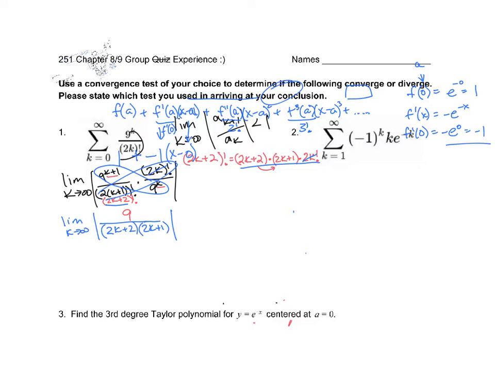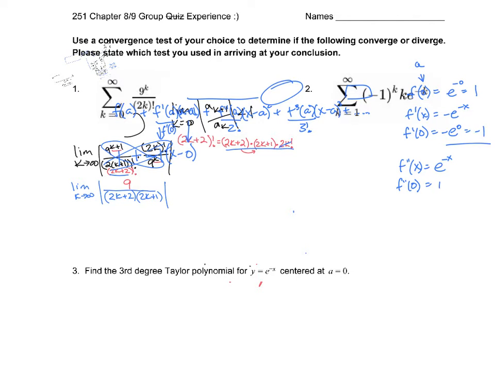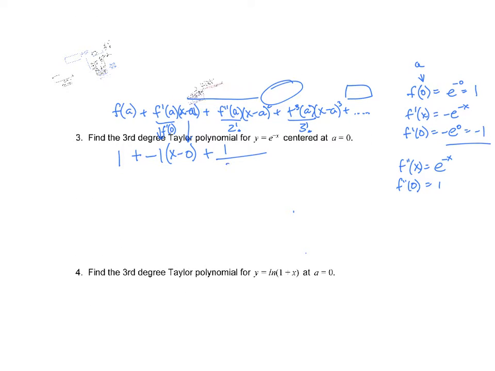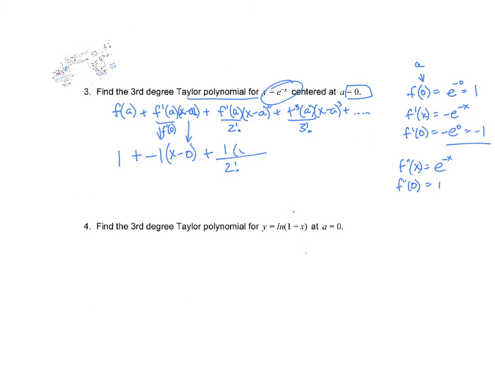F prime of a in this case is f prime of 0, which we found over here. And with e, there's lots of patterns, but we find the second derivative, f double prime of x. We go back to e to the negative x. There's a chain rule in there. And so f double prime of 0 will go back to 1. So this is going to be plus 1 over 2 factorial times x minus 0 squared.